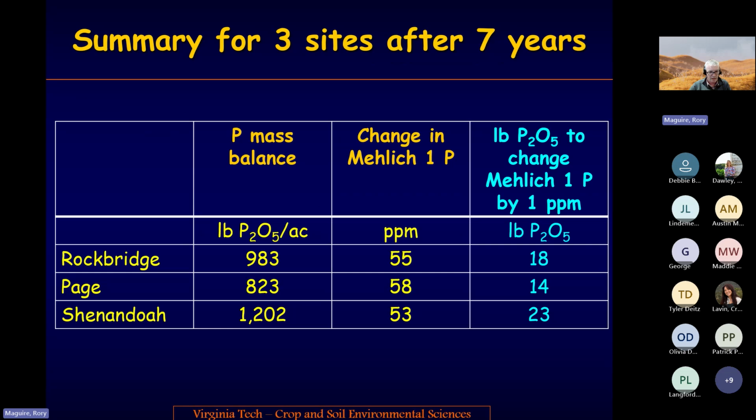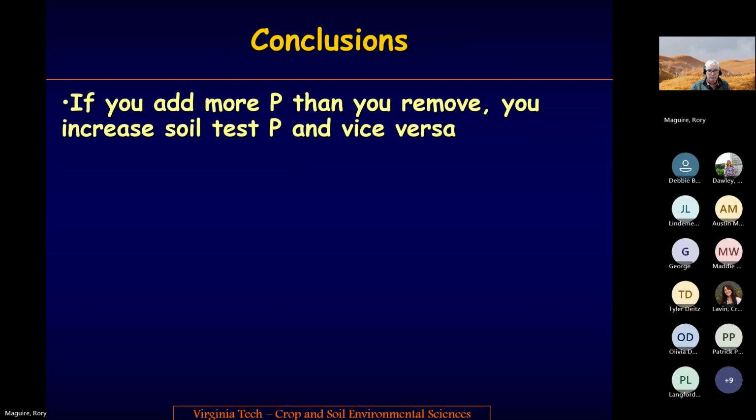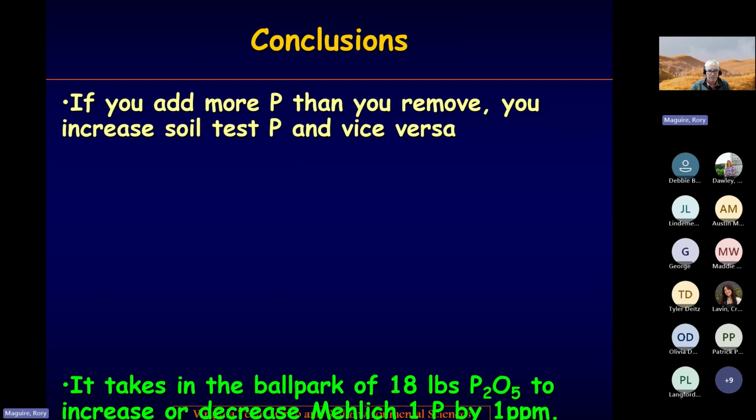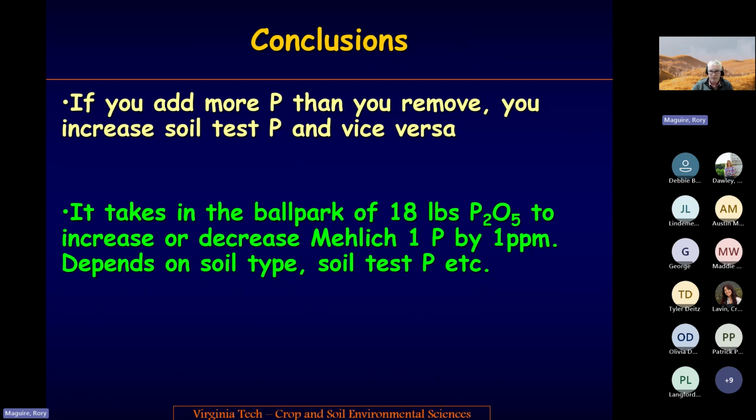So one of the questions I asked in the first presentation is how quickly does soil test phosphorus change? A corn crop, if it takes out about 50 pounds, you're only going to be changing your soil test by about 2 or 3 parts per million a year. So if you add more than you remove, you increase soil test P, and vice versa. It takes in the ballpark of 18 pounds of phosphate to increase or decrease your Mehlich 1 by 1 part per million.